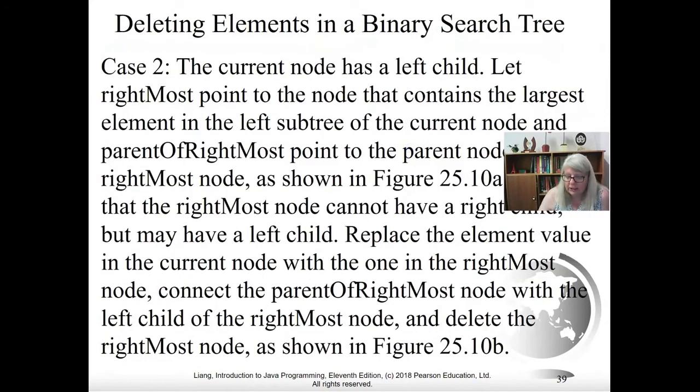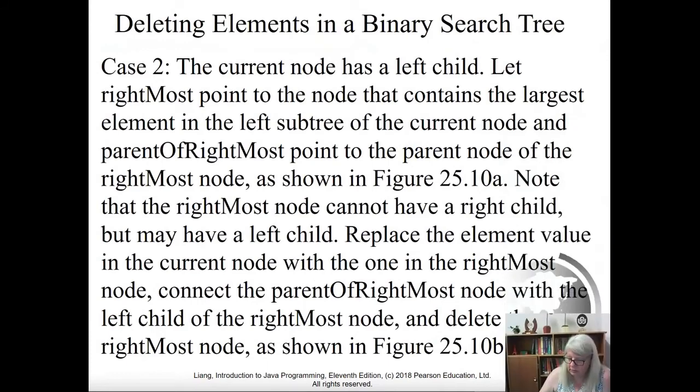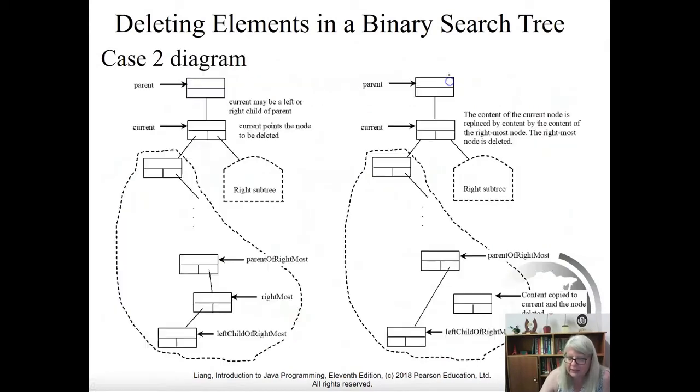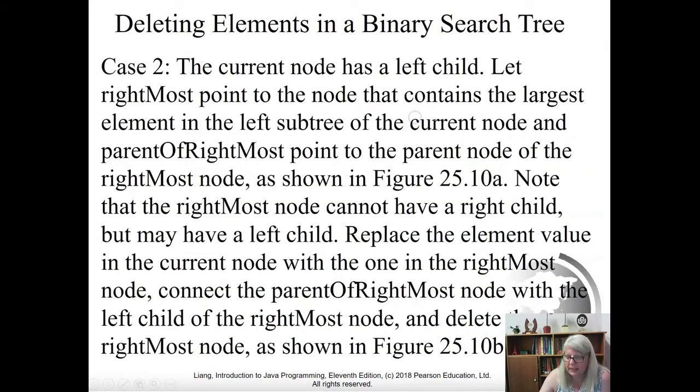Okay, case 2. The current node has a left child. Now we are searching for the rightmost point from that current node. Let rightmost be a new pointer. Rightmost points to the node that contains the largest element in the left subtree. Rightmost, the largest element in the left subtree. That's not so hard. The largest element in the left subtree of the current node.